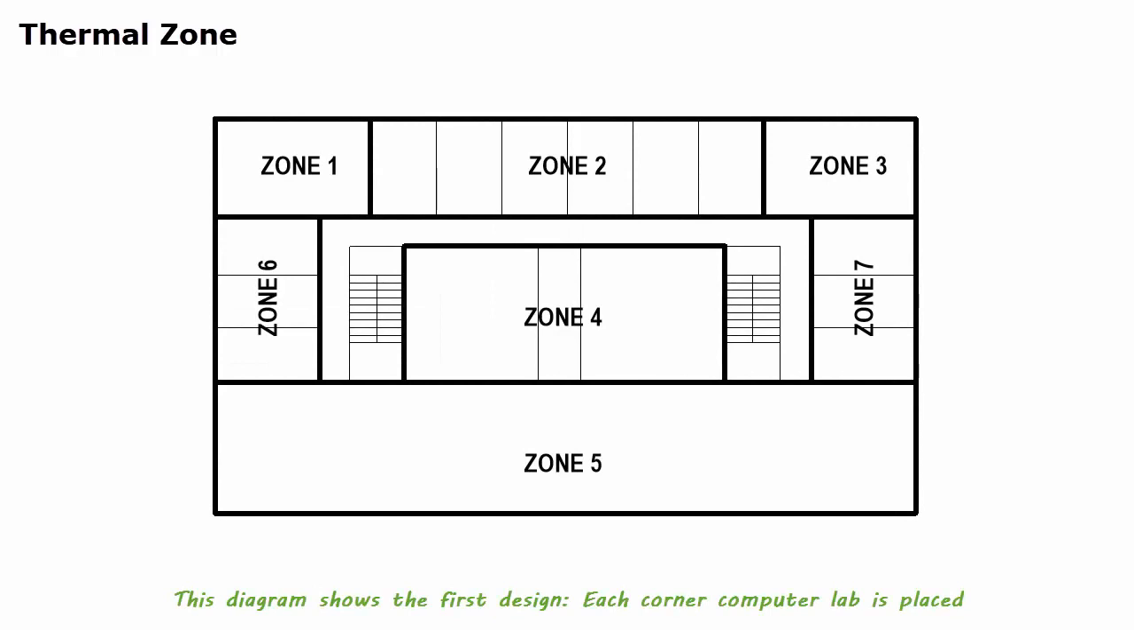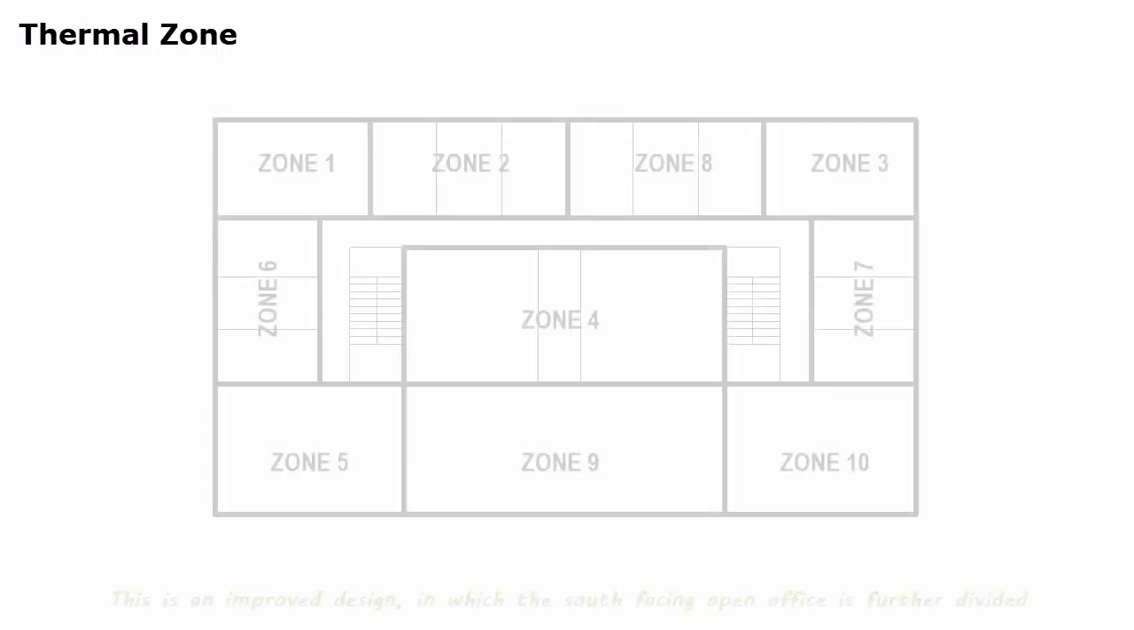This diagram shows the first design. Each corner computer lab is placed on a separate thermal zone for its orientation and function. A bank of 6 offices facing north is placed on one thermal zone. Zone 6 and 7 each includes 3 offices facing west and east. Internal spaces with no exterior walls or windows are on one thermal zone. The entire south-facing open office is placed on one zone.